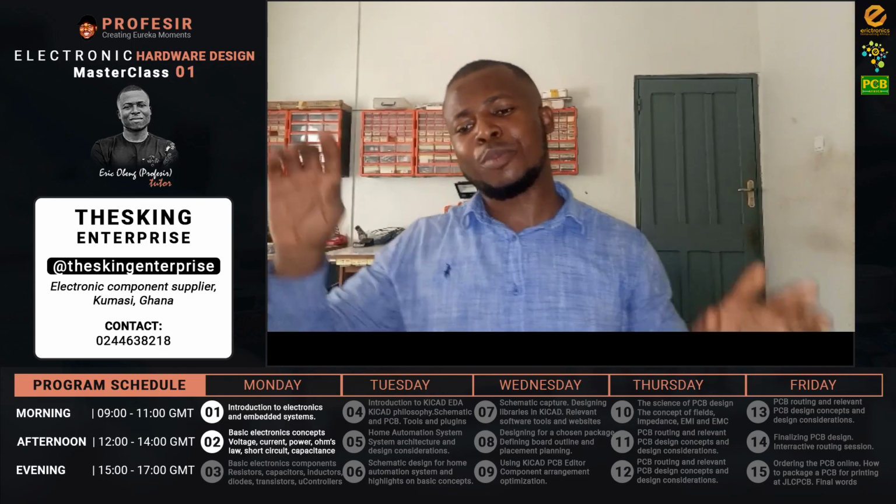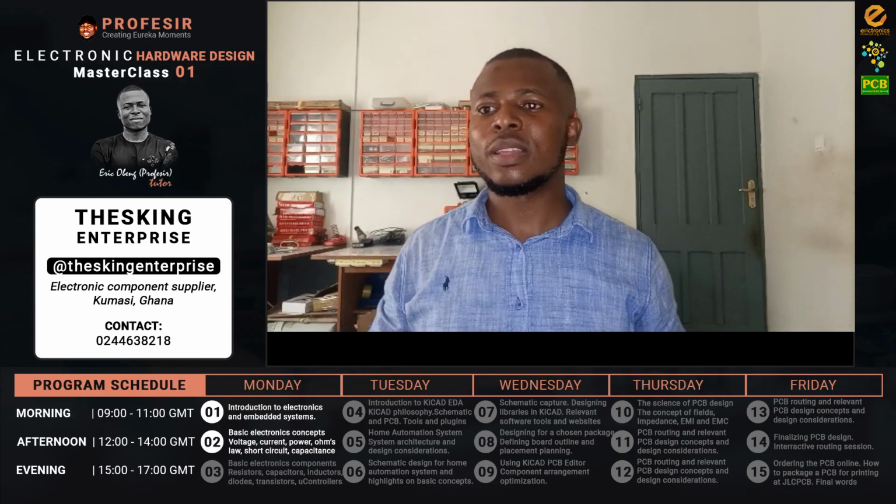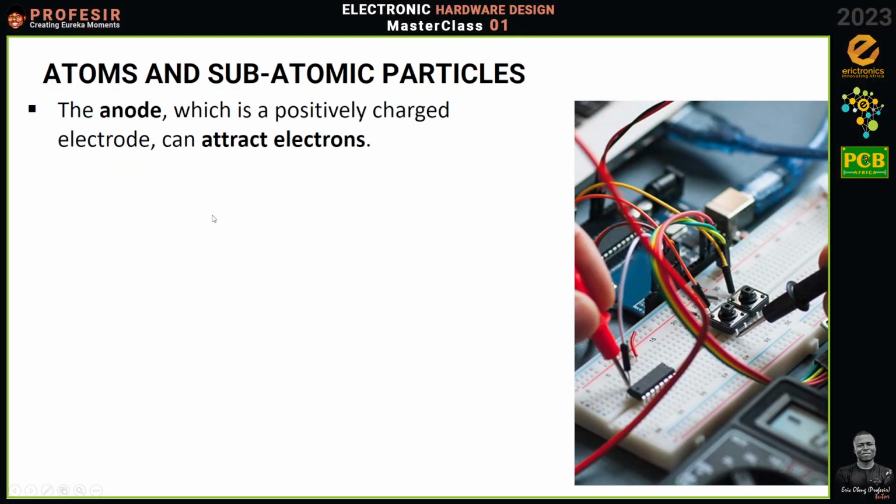Now previously we mentioned that the anode is positively charged. Now there is a concept in physics about charges, and the concept is this: when we have a positive and a negative charge, they attract. When we have two positive charges or two negative charges, they repel. It is just like what we have for magnets.